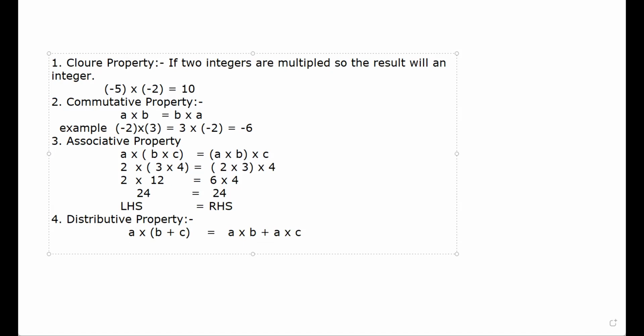Let's see the example. Suppose 2 is multiplied by 3 plus 4. You can see what the answer will be. The expansion will be the same. So you can see what will happen on the right side. That means 2 into 3 plus 4, where 3 plus 4 becomes 7, and 2 into 7 will become 14. This is the distributive property.